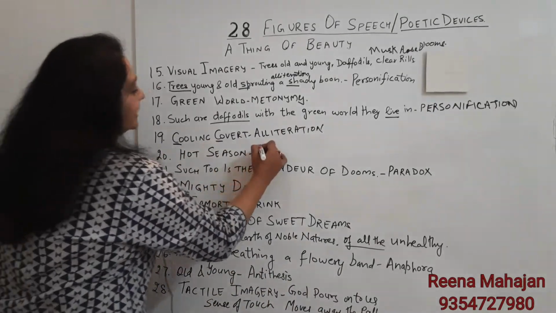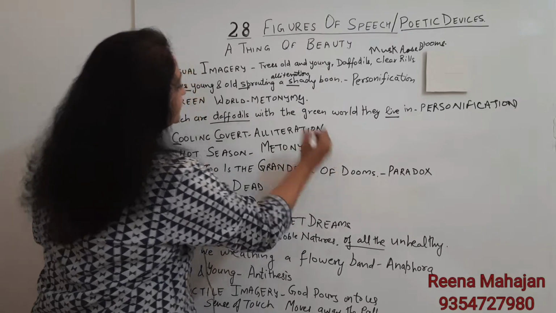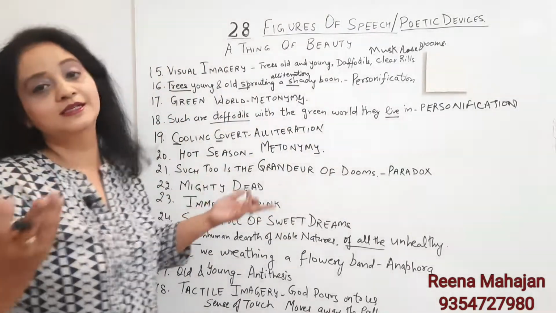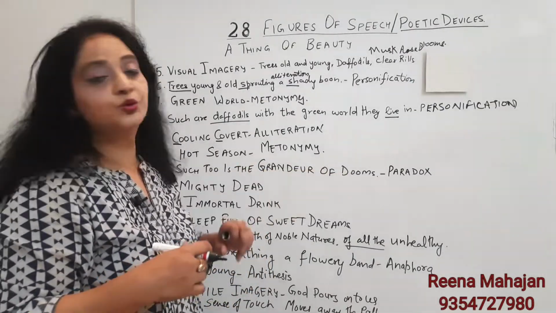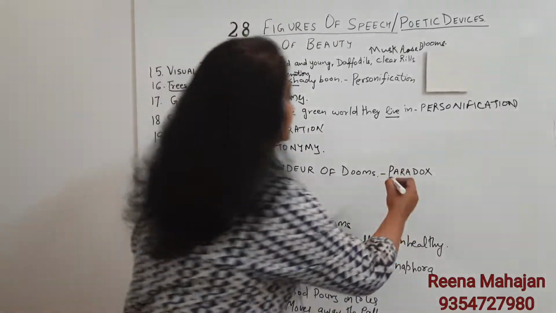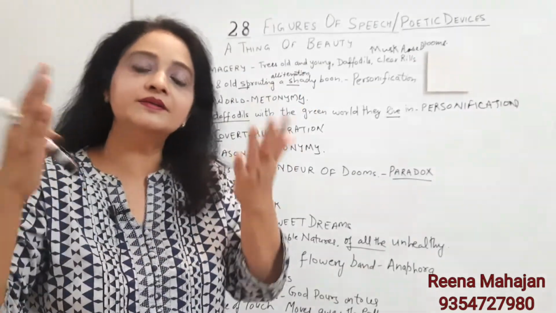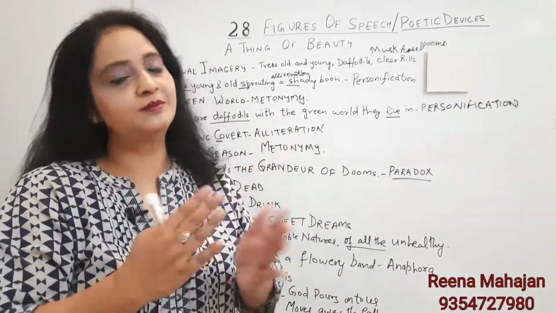Hot season is again metonymy. I told you what metonymy is. Whenever we symbolize something, so the hot season symbolizes what? Summers. Such too is the grandeur of dooms. This is paradox. Now what is a paradox? Paradox is two contrasting ideas, two contrasting things mentioned side by side.